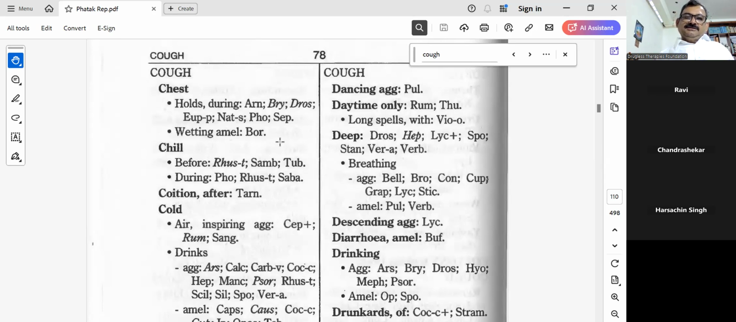Wetting the chest. See, it's a very opposite symptom. What is wetting the chest? They don't say that when I wet my chest, I become all right. They say only when I take a bath. While taking a bath, they wet the chest. So only when I'm taking a bath, I am feeling better for some time, they say. That time you can think of borax, BOR. It is a very peculiar symptom.